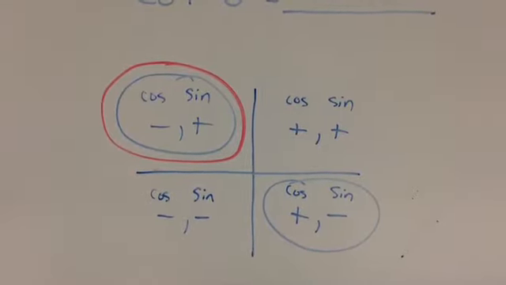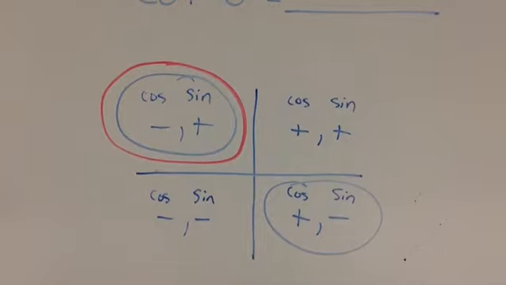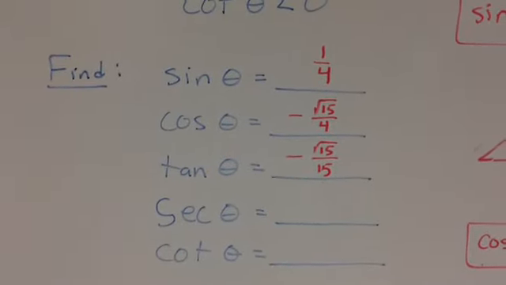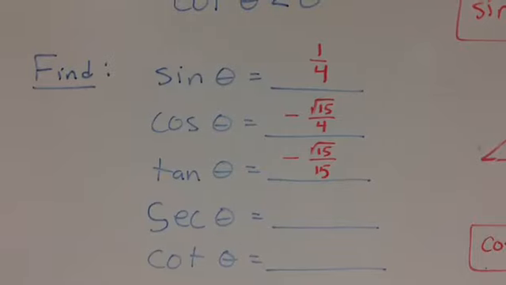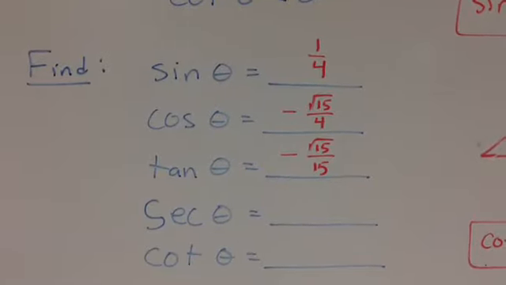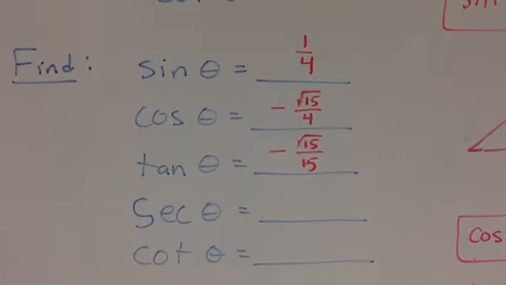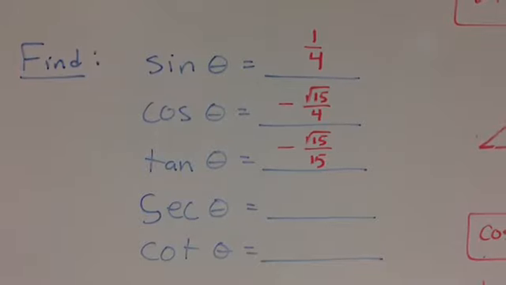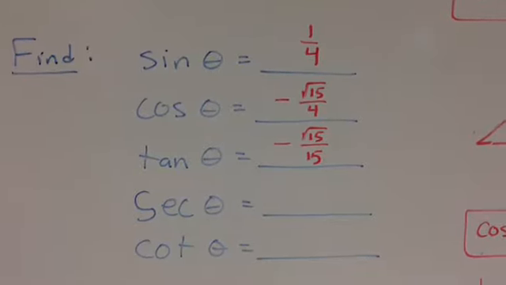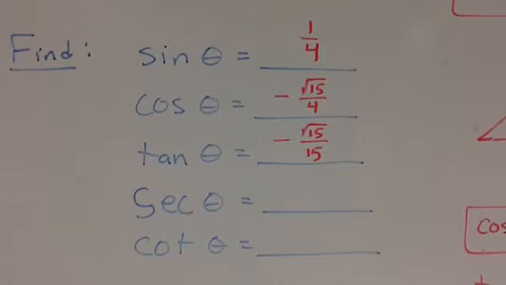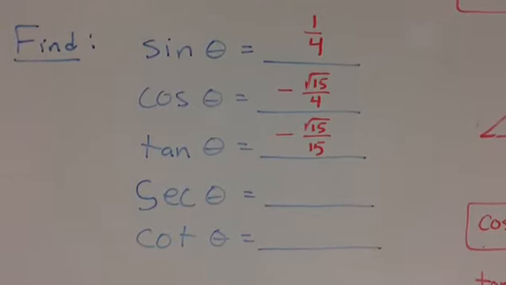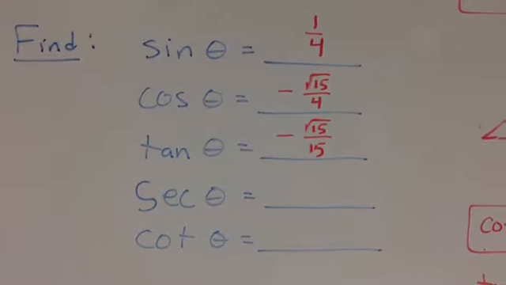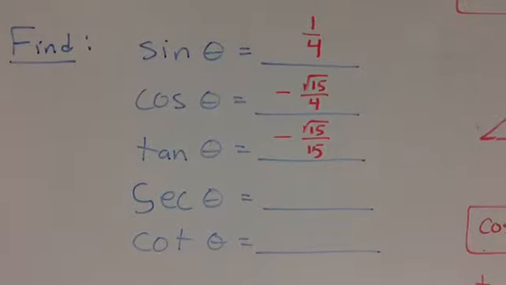Remembering that cosine is negative and sine is positive in quadrant 2, we have the following answers so far. The sine is positive 1/4. Cosine being negative in the second quadrant would be negative square root of 15 over 4. And tangent, also being negative because it is sine divided by cosine, would be negative square root of 15 over 15. The remaining 2 trig functions, secant is the reciprocal of cosine, and cotangent is the reciprocal of tangent.